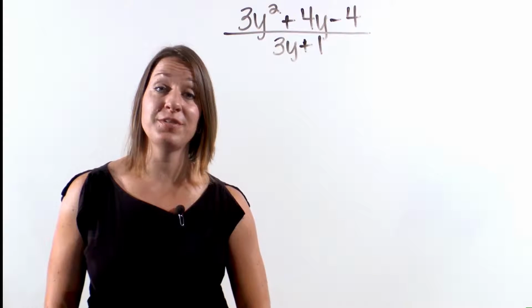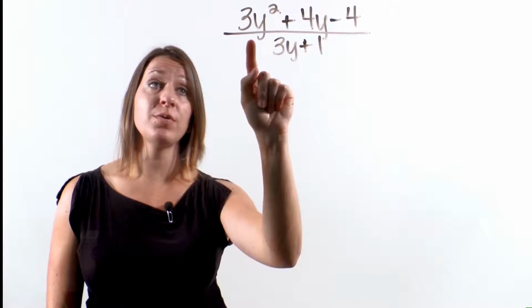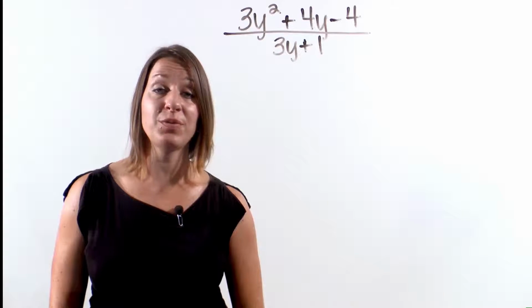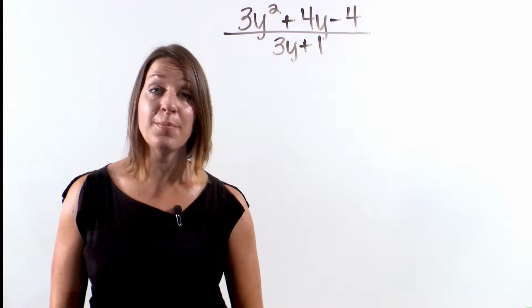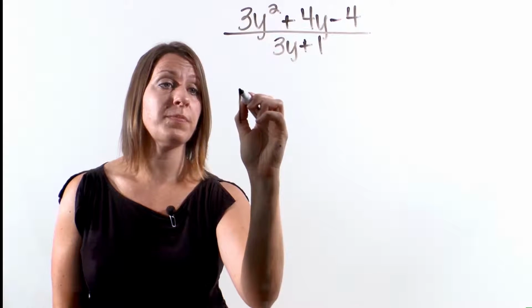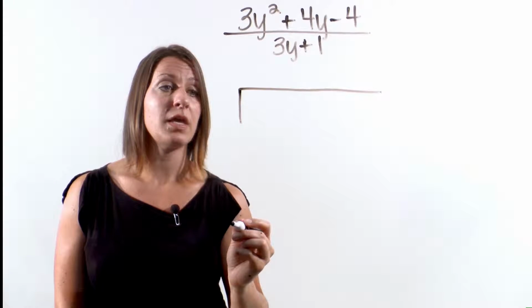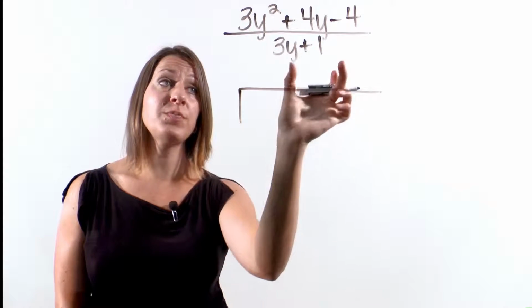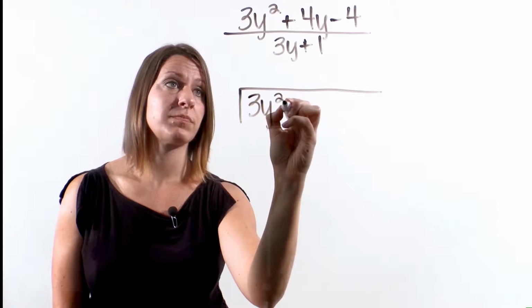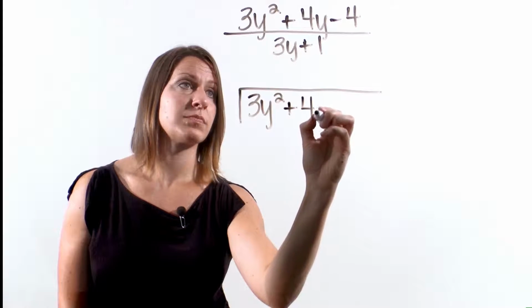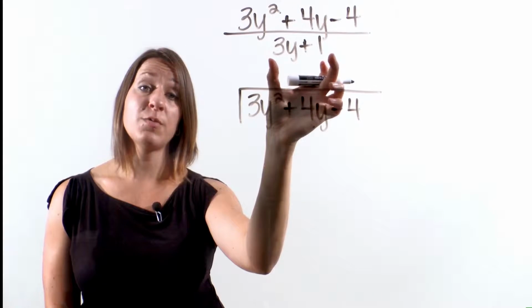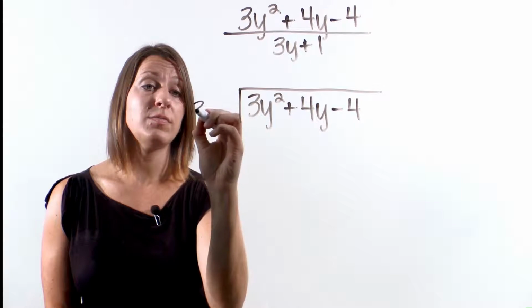So let's look at another example together. In this problem, we have the trinomial 3y squared plus 4y minus 4 divided by 3y plus 1. Now our first step is to put this problem inside of a division house. You'll want to draw your division house. And inside the division house, we're going to put the polynomial that's on the top of our fraction or in the numerator. On the outside of the division house, we're going to put what's on the bottom of the fraction, which is a 3y plus 1.